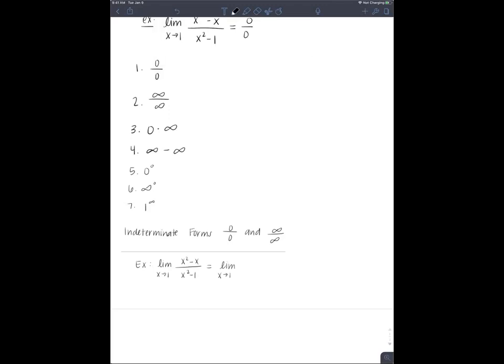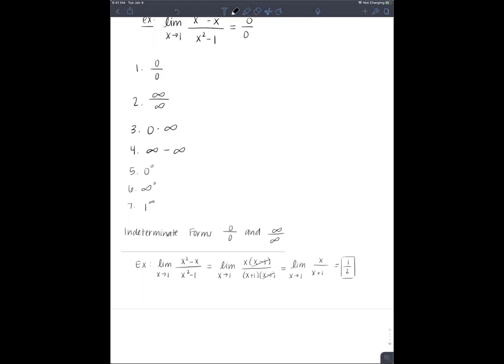Yeah, you can factor. So the top, I'm just going to factor out an x, so I get x times x minus 1. And then the bottom, I get x plus 1 times x minus 1. And so now I get that the limit is actually equal to 1/2. Right, and so here, I could just easily factor and get my answer, but that's not always going to work.